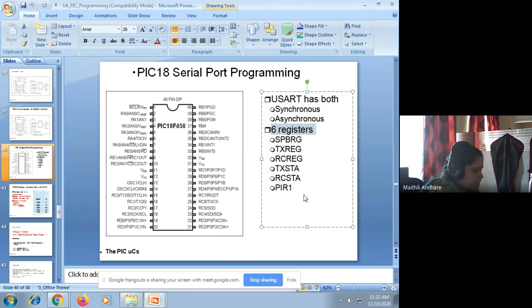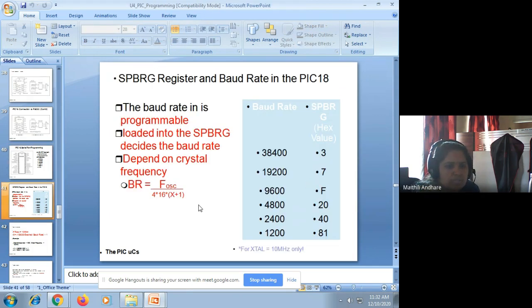First of all, just understand the registers, then I will tell you the detailed meaning of each and every register. Okay. So as far as the baud rate is concerned, the SPBRG register is available. For the 8051 microcontroller, what was the register for baud rate? Do you remember?